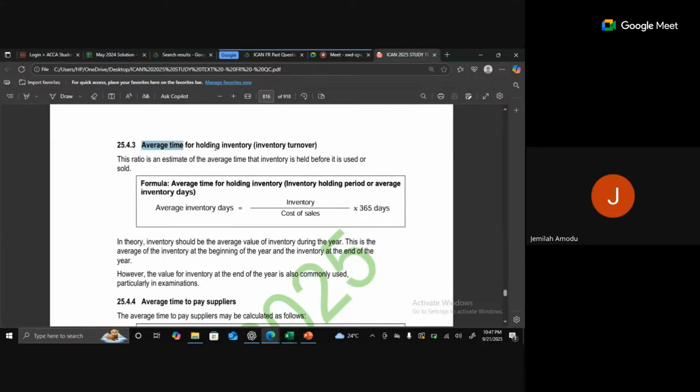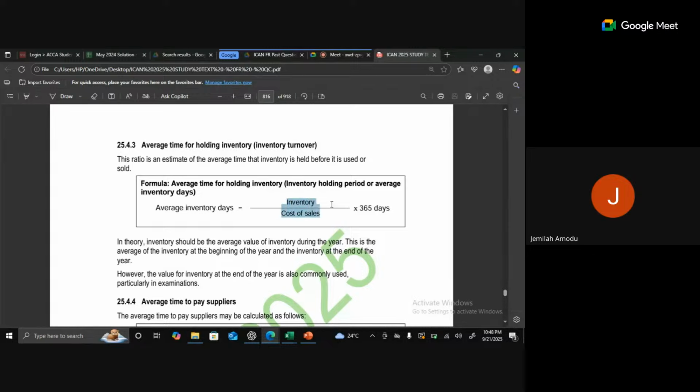So the next thing is average time for holding inventory. We are basically trying to look at the inventory that you have in your store or in your warehouse: how long does it take you to turn it into sales? That is basically what this ratio is looking at. They say the ratio is an estimate of the average time that inventory is held before it is used or sold, right? So that's basically what you're looking at.